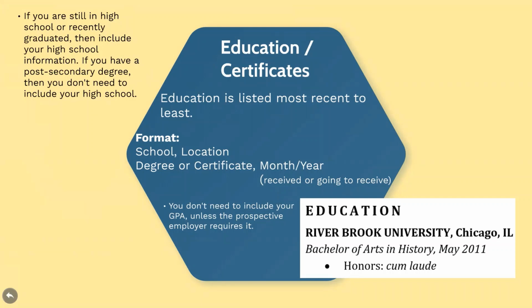As seen here, this job seeker's education was at Riverbrook University in Chicago, Illinois. It's followed by the degree he received, Bachelor of Arts in History, May 2011, and his honors, cum laude. In this section, you may also put any certificates you've earned that apply to the job. They would be listed following your school information, listing the certificates most recent to least. For instance, a teacher would list his or her teaching certificates in this section.